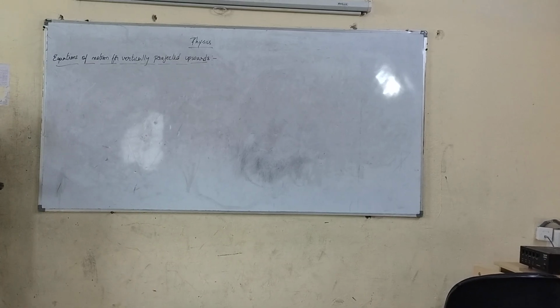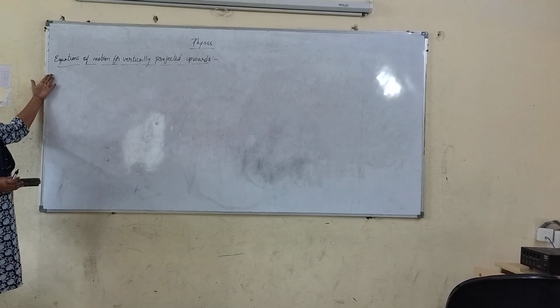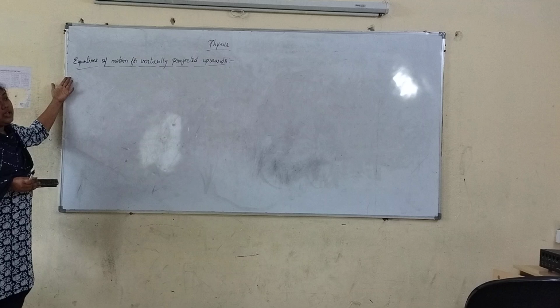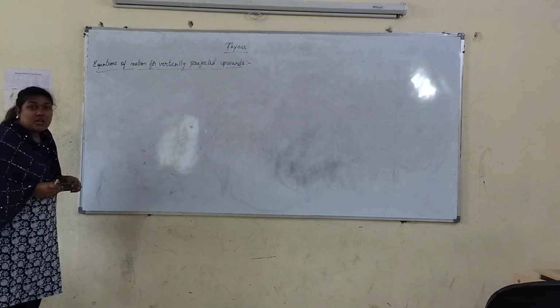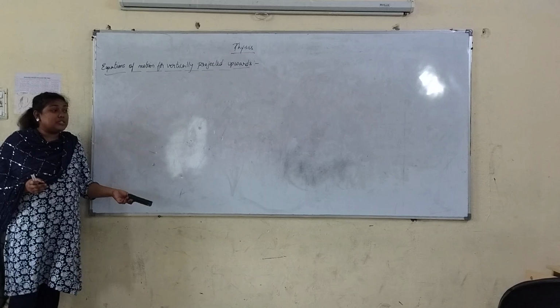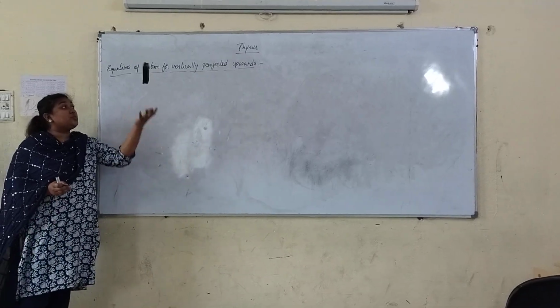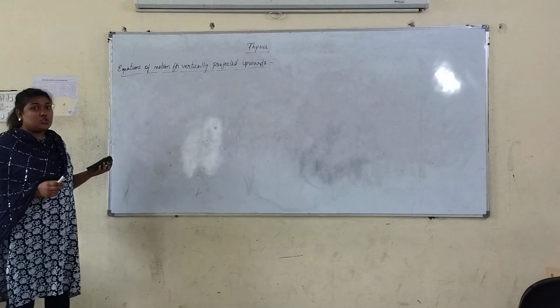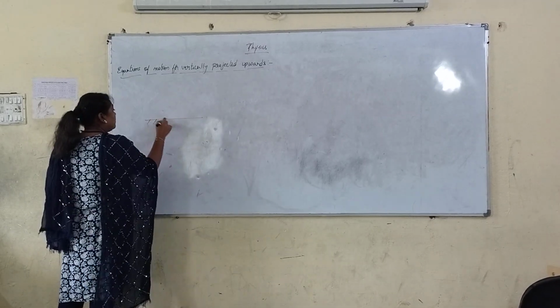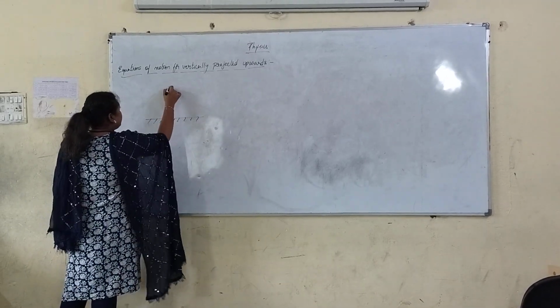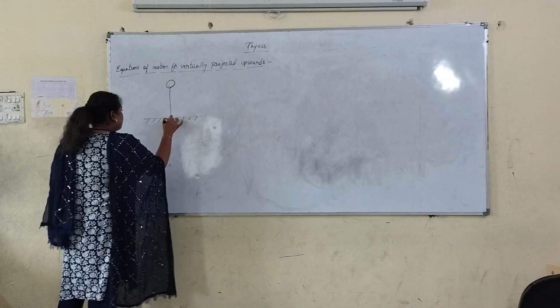Okay, today our topic is equations of motion for vertically projected upwards. So what is meant by vertically projected upwards? When a body is projected upwards, that means we are going to project it upward. So we have the ground, and from the ground itself, we are projecting a body upwards.